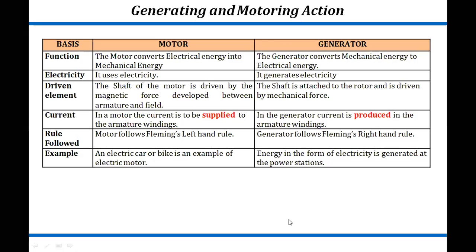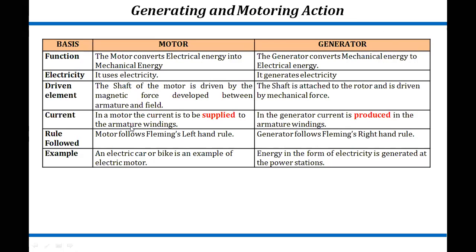In the generator, current is produced in the armature winding. It means in the generator we are producing the EMF, so we can say current is also produced. But here we are giving electrical energy, so for the DC motor, current is supplied to the armature winding.